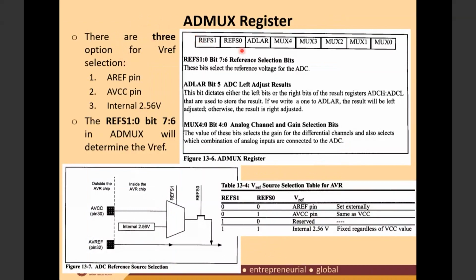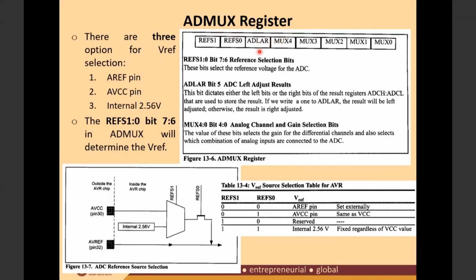Okay, so this is your ADMUX register. The ADMUX register has 8 bits. First, you will have MUX0 to MUX4, which we call MUX4 to 0. This is the analog channel and gain selection bits. So from bit 0 until bit 4, this is where you need to select your ADC channels, either single-ended or differential channel.